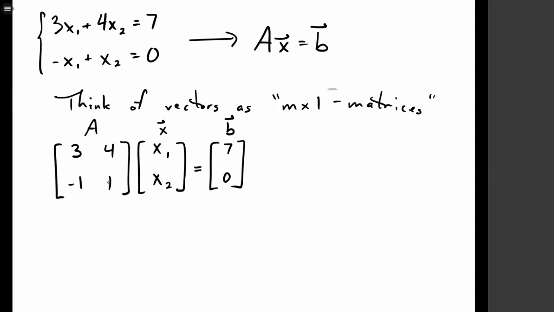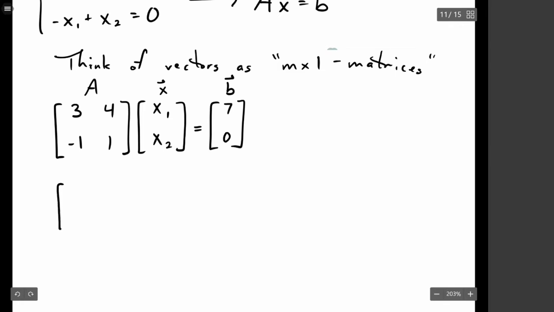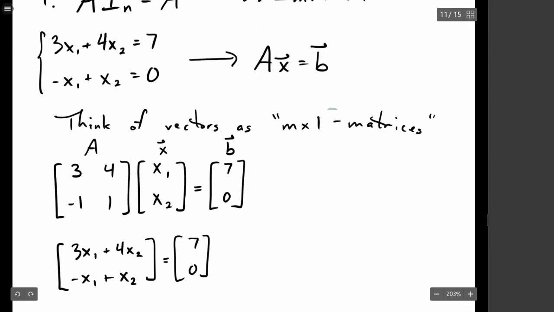If you multiply out the left side of this, you can see that we get exactly what we expect: 3x1 plus 4x2 in the top row, and the second row will be negative x1 plus x2, equals 7 and 0. If these two matrices are equal, then their entries all have to match up. We have 3x1 plus 4x2 equals 7, that's the first equation, and negative x1 plus x2 equals 0, which is the second equation. So we can turn a system of equations into a matrix equation.